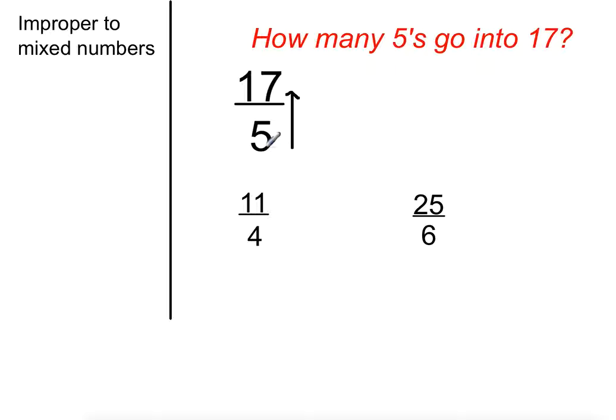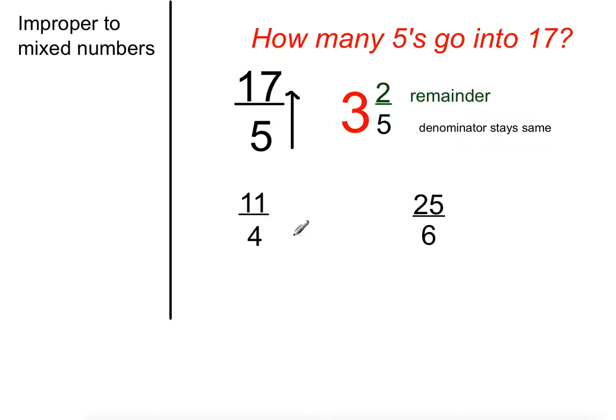So we ask ourselves how many 5s go into 17, and the answer would be 3, because 3 times 5 is 15. And then we say how many leftovers do we have? So the leftovers become our remainder of 2. And then our denominator always stays the same.